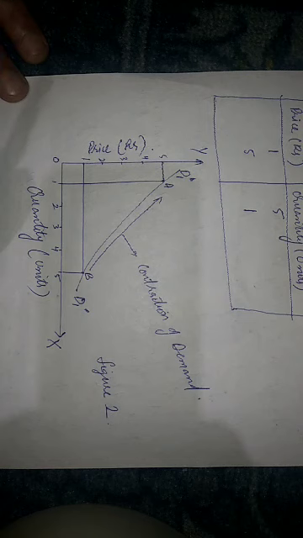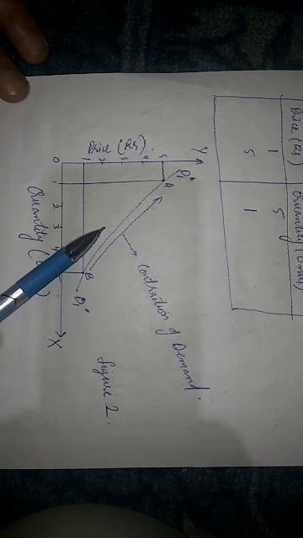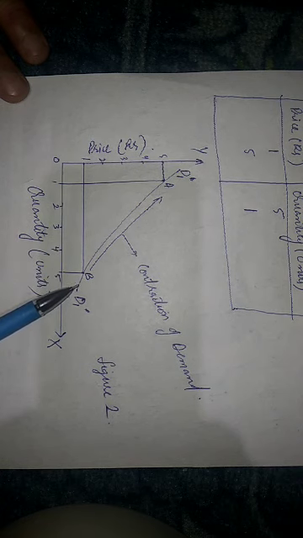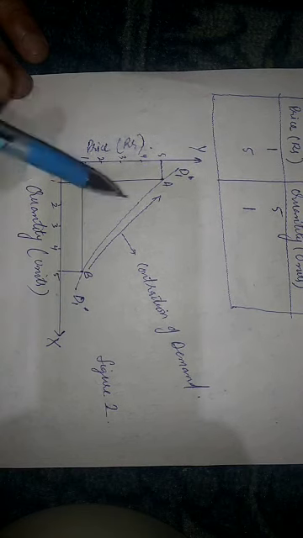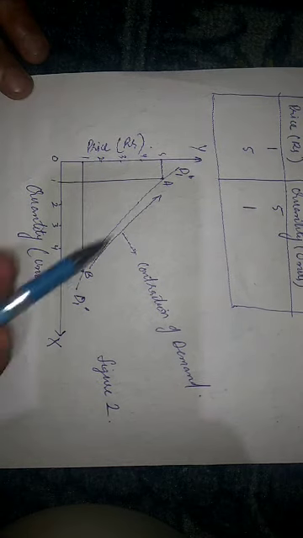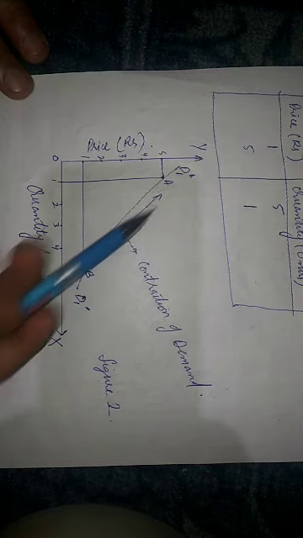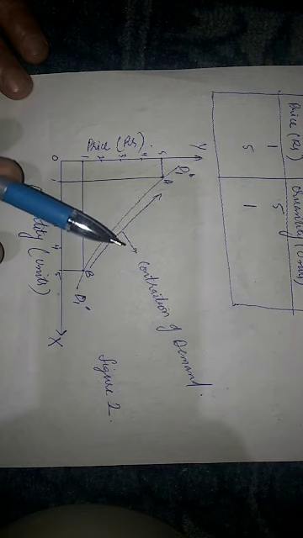It is indicated on the same demand curve. However, the direction of the movement is opposite. The movement is downwards in extension of demand, but here in the contraction of demand, the movement is upwards from B to A. So there is contraction of demand.